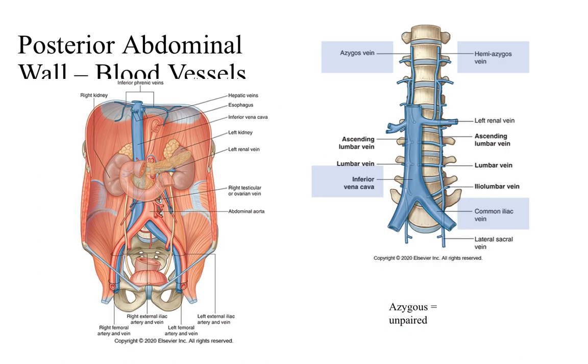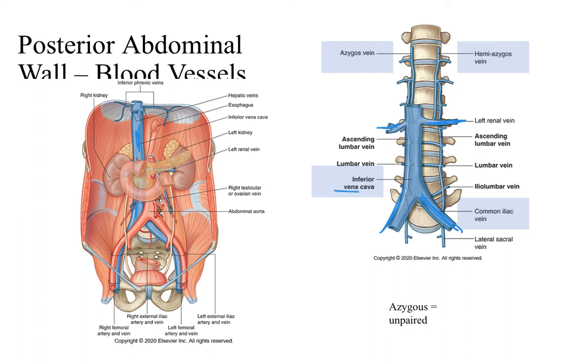The veins that are associated with the posterior abdominal wall, of course, would be primarily branches coming off of the inferior vena cava, such as the left renal vein, right renal vein, and your common iliac veins, left and right, spreading into each leg.